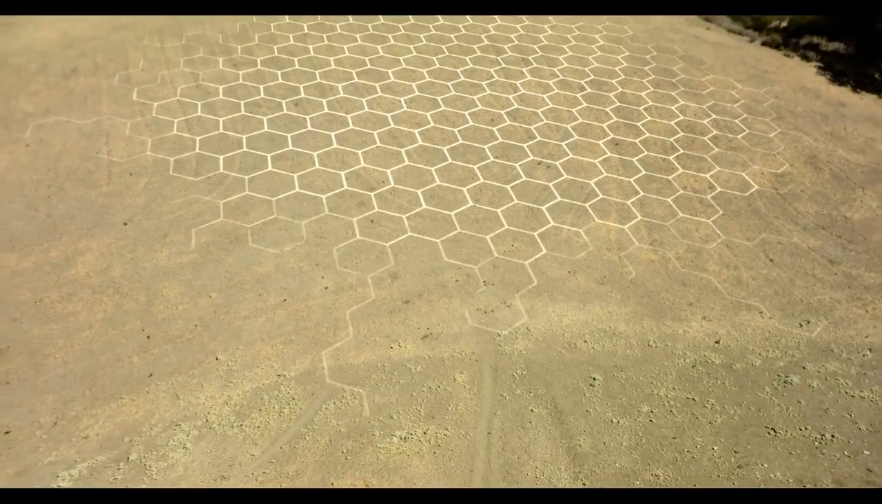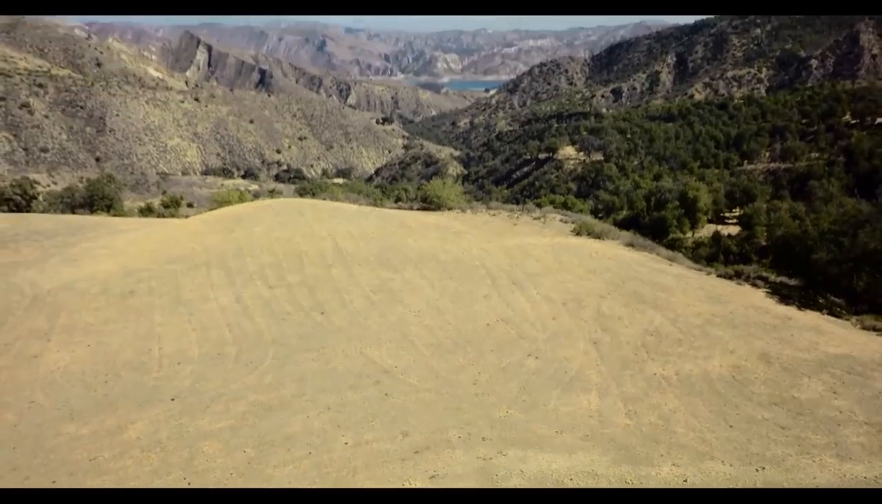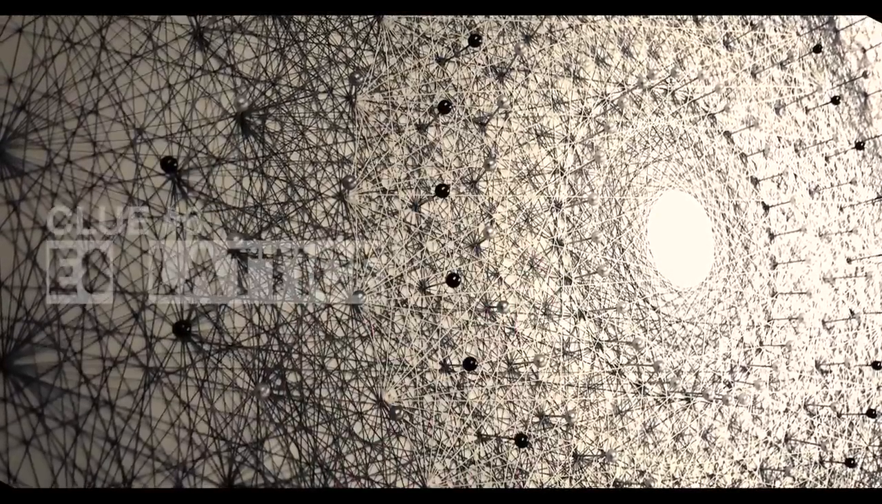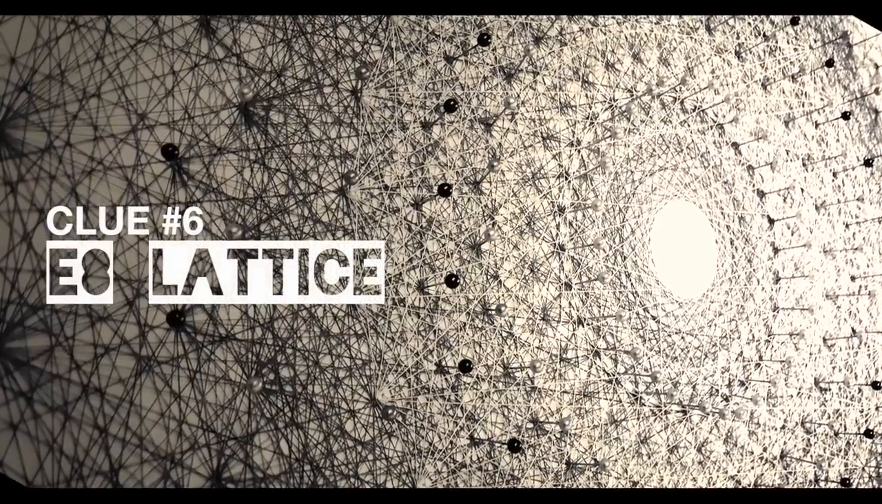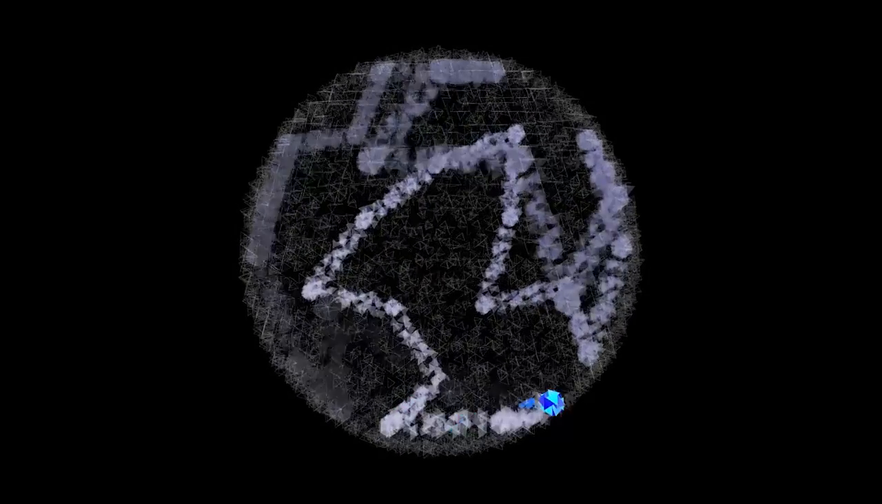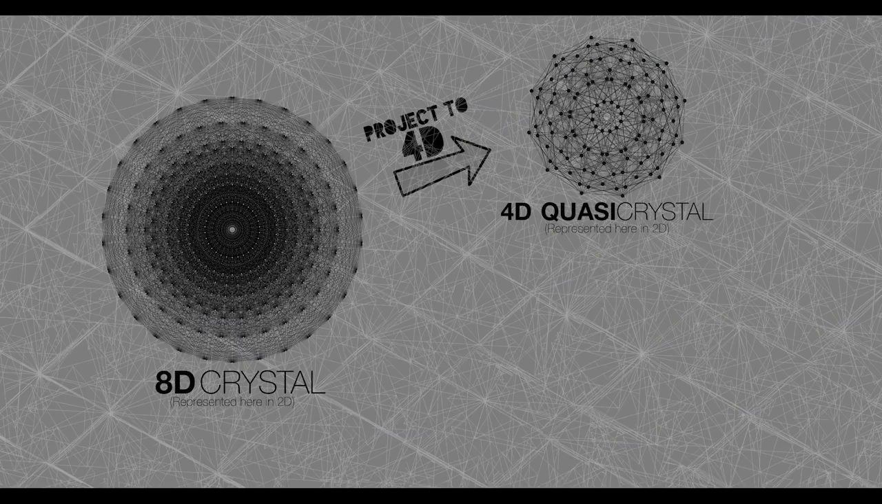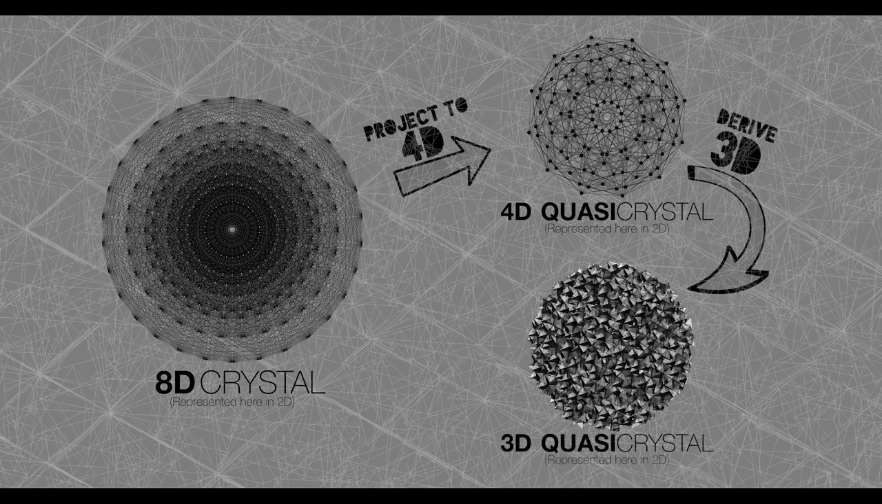Now this shape forms a crystal. Now remember, crystals are periodic patterns of a certain shape, like that checkerboard is a 2D crystal made up of squares. So this crystal is of a particular 8-dimensional shape, and this crystal is known as the E8 lattice. To generate that 3D quasicrystal, the substructure at the pixelated fabric of reality, we project this 8D crystal to 4D. And then we convert that to 3D.